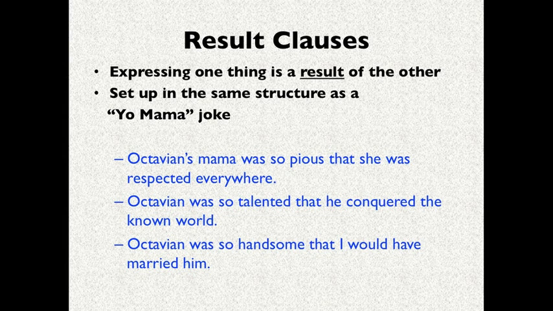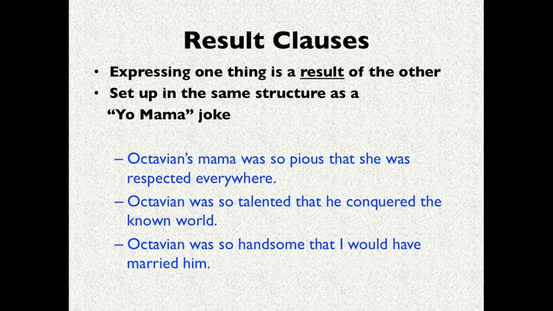What you're going to be doing here is looking at clauses which express that one thing is a result of another. And it's easy to remember that result clauses are set up in the same structure as a yo mama joke. I know I'm being kind of silly here, but it's actually very helpful. And so I have a twist on a yo mama joke for our first example. Octavian's mama was so pious that she was respected everywhere. Okay, so it's not insulting, but we do nice positive sentences here in Latin class.